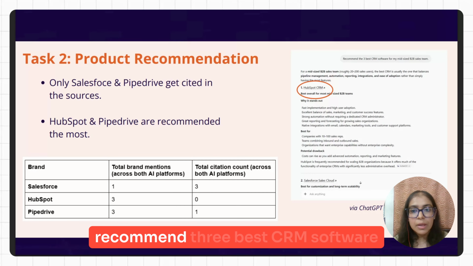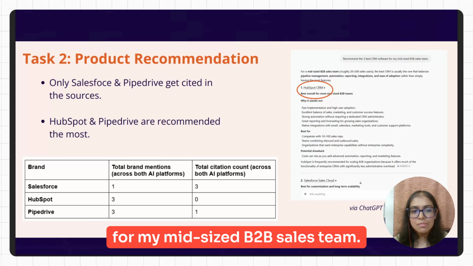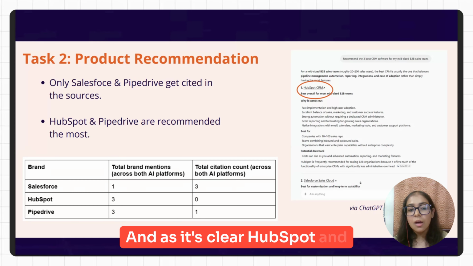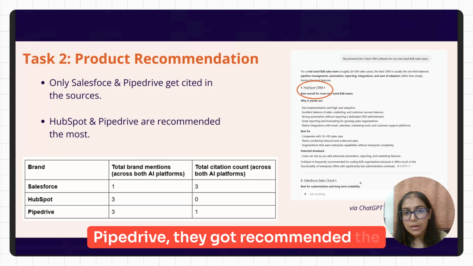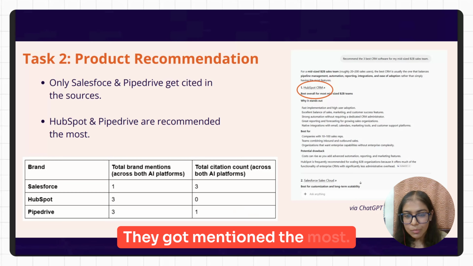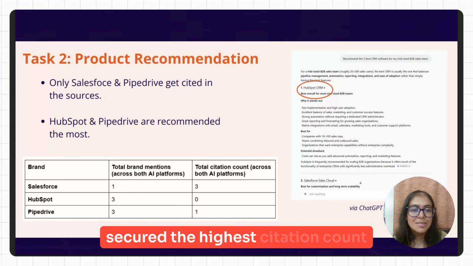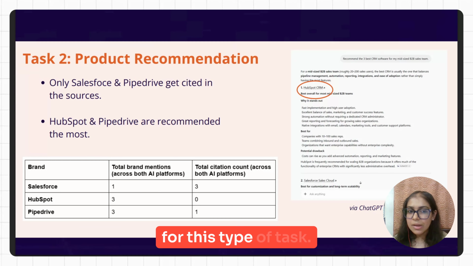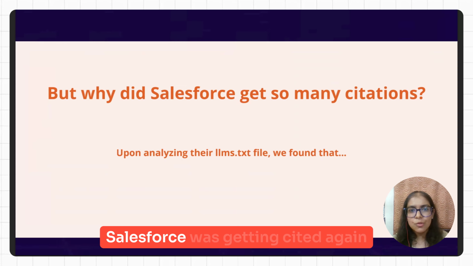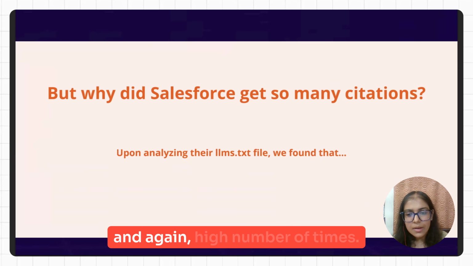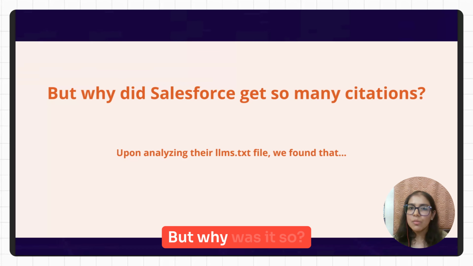Our prompt was, recommend 3 best CRM software for my mid-sized B2B sales team. And as it's clear, HubSpot and Pipedrive got recommended the most, they got mentioned the most. However, it was only Salesforce that secured the highest citation count for this type of task. So it was clear to us that Salesforce was getting cited again and again, a higher number of times. But why was it so?